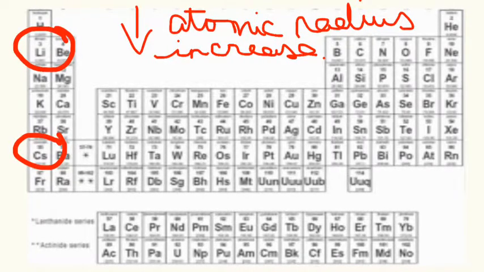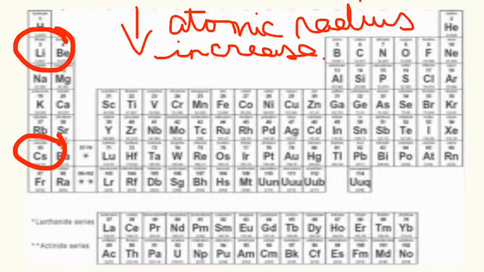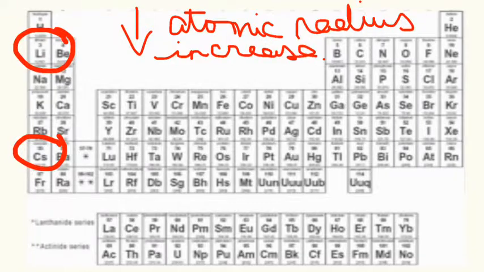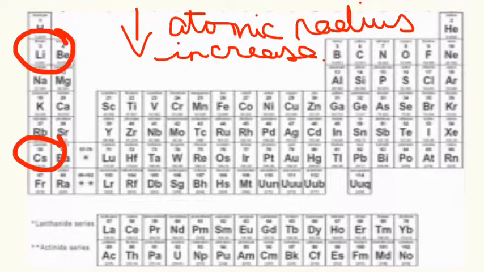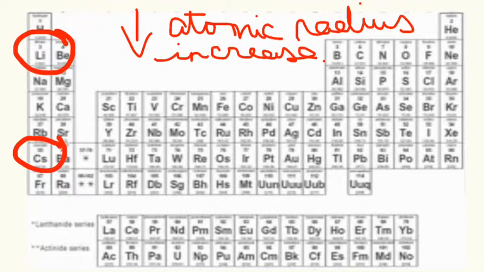Moving down a group, shells of electrons are added to the nucleus. Each shell shields the more distant shells from the nucleus, and the valence electrons get further away from the nucleus. Protons are also being added, but the shielding effect of the negatively charged electron shells cancels out the added positive charge.